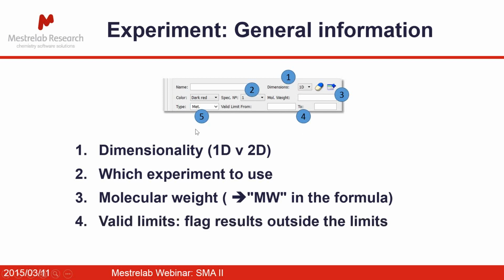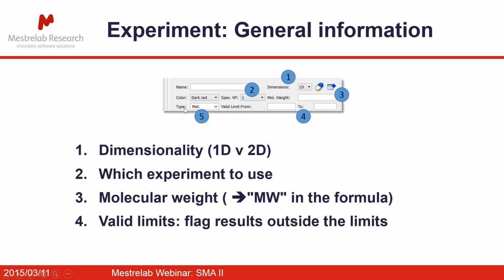And fifthly, number 4, this is where we can put valid limits. So this is a bit like your blood cholesterol. Certain limits are considered healthy, and you can do this here as well. So you can set bounds here, and if the result falls outside of those bounds, then the result will be shown in red in the table.